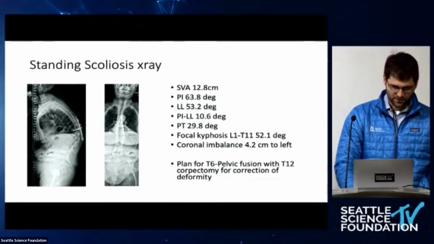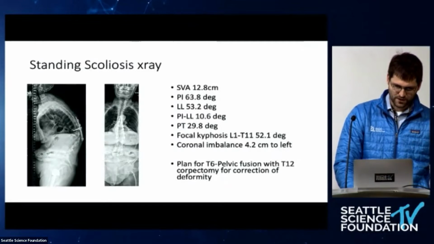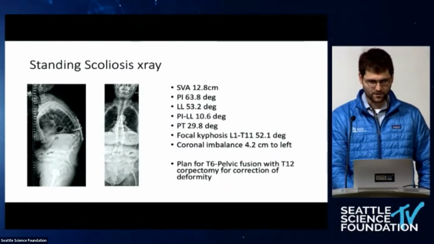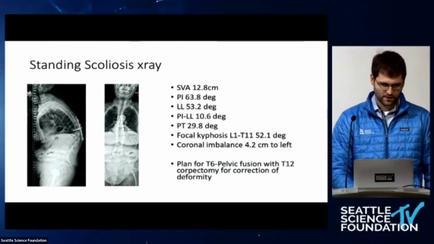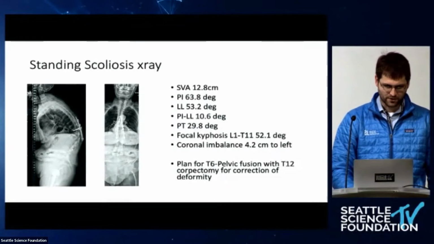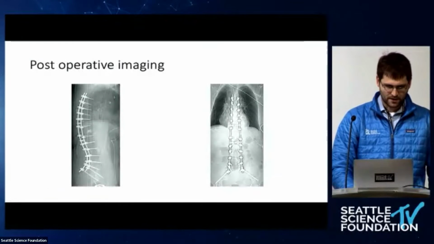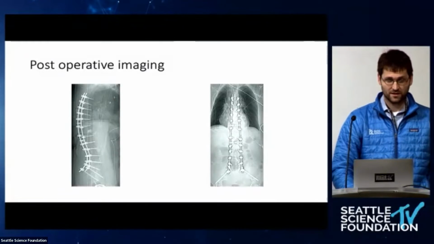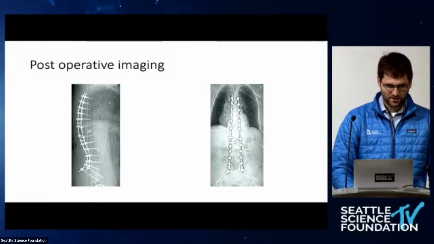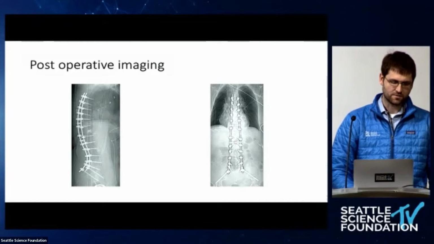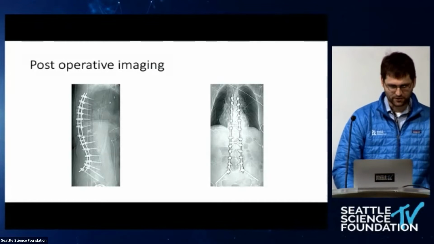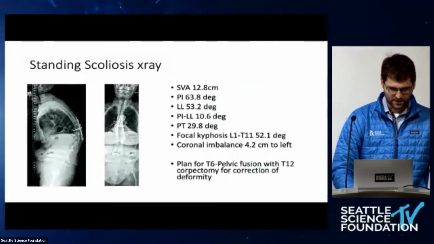So our plan for her, given her progressive deformity and significant debilitation, was to go for a thoracolumbopelvic fusion and do a T12 corpectomy to try to correct her deformity. This surgery was just performed yesterday, and these are the scouts from the CT scan overnight, showing she's obviously in a supine position for this. So we'll have to see how it looks when she's standing up. But I think it's pretty clear that there's an improvement from this.